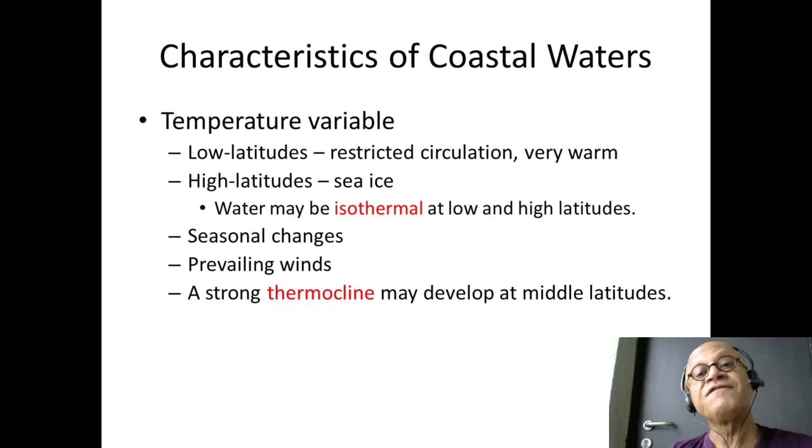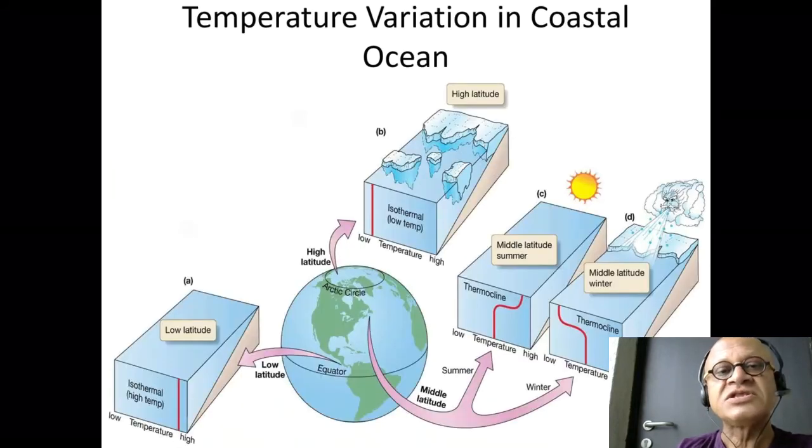So even if the regional ocean may not have a strong seasonality and the land may not have strong seasonality, coastal ocean can end up having a strong seasonality because the winds can change direction like the monsoon winds. Okay, so this is just a schematic explaining that in the low latitudes you can have isothermal high temperature because the winds are mixing up in the eastern tropical Pacific.